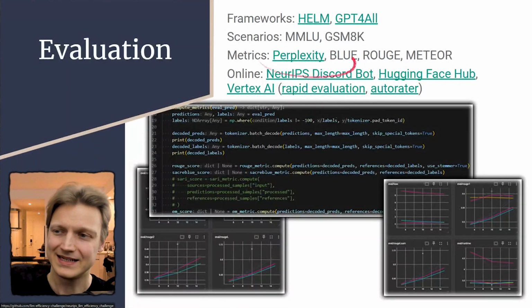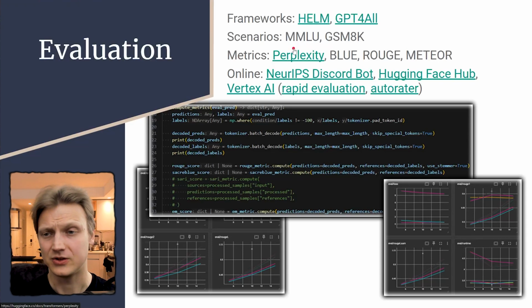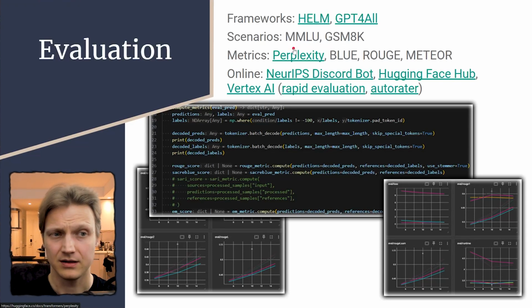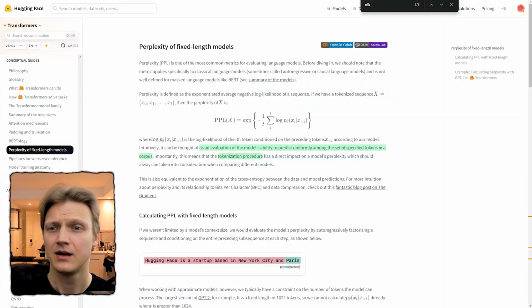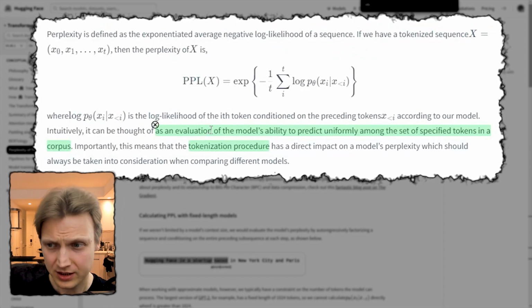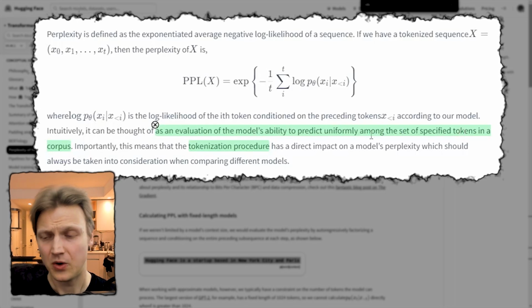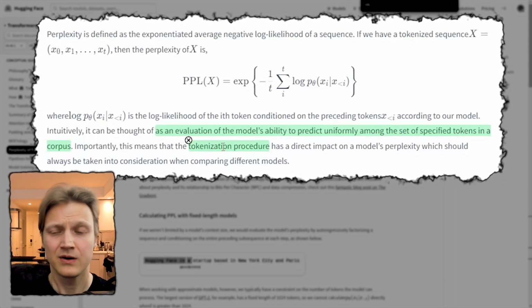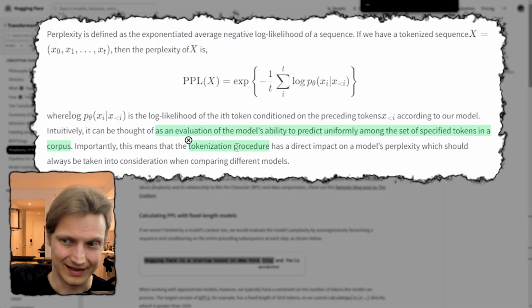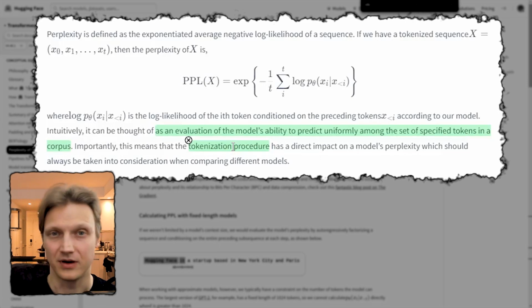Okay? Perplexity is a little harder than that, but we should understand it too, because it's majorly used for fine-tuning, and you can also use it for evaluation, provided that you're going to be comparing different versions of the same model with the same tokenizer. And here's why. Hugging Face has a good page about it. They say that you can think of it as an evaluation of the model's ability to predict uniformly among the set of specified tokens in the corpus. And they also say that the tokenizer actually plays a big role in that. That's why you can't compare scores from different tokenizers, okay?